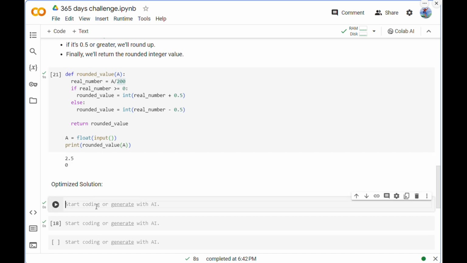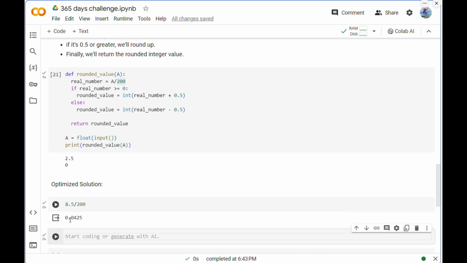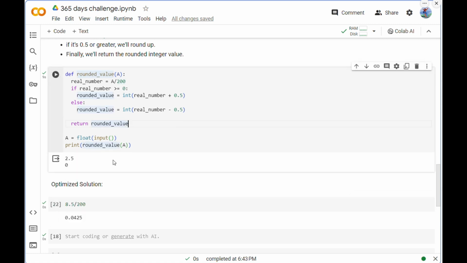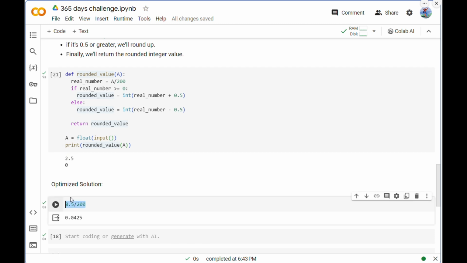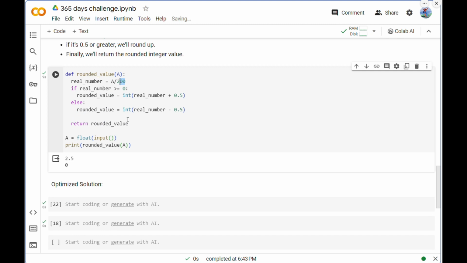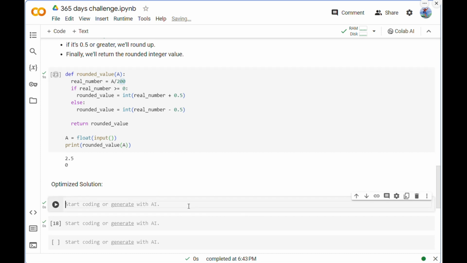Let's say we have 8.5. Now if I divide this 8.5 by 200, what value do I get? I get 0.04. So it is just checking for 0.5, and these integer values after that. That's why we are getting the wrong answer here. I hope this is super clear to you, but since it is given in the question that we need to divide by 200, we have to do that, right? Now let's see what optimization we can make here.